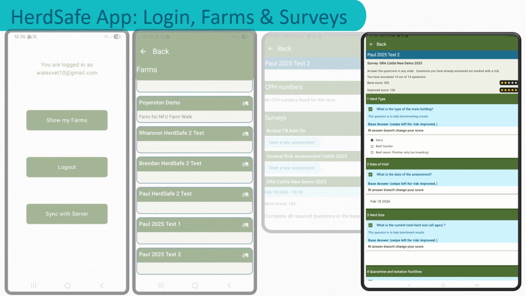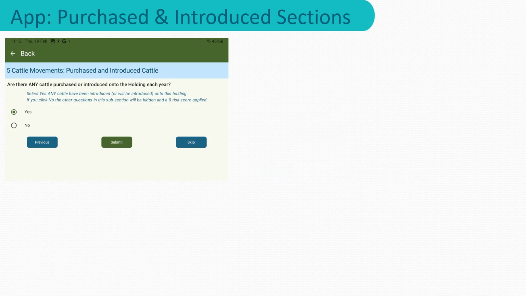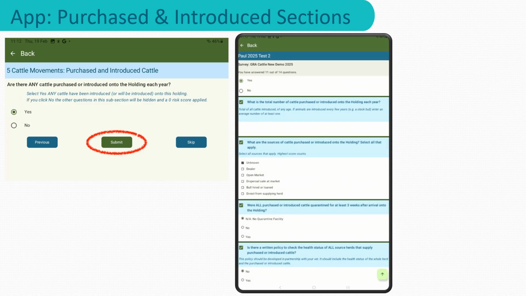This shows a completed survey, so at the top of the page you can see the base score, star rating and risk improved scores. This is section 5, purchased and introduced cattle. Selecting previous or skip takes us back or forwards to an unanswered question. The first question is, are there any cattle purchased or introduced onto the holding each year? If there is, select yes, then submit. The other questions are revealed and the section can be completed.